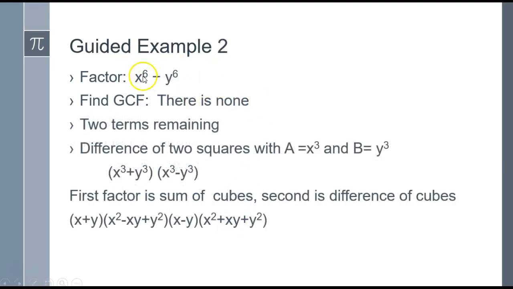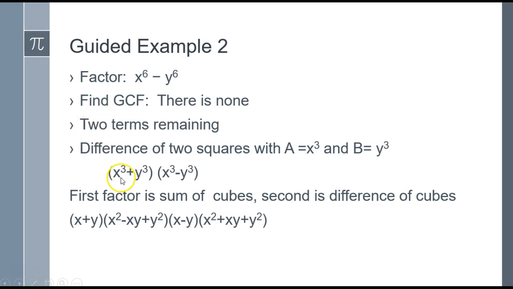Example 2. Now, we're used to seeing things squared, but remember, if you have an even power, it can be written as whatever the power is, cut in half, that whole thing squared. So x to the 6th is x cubed squared, and y to the 6th is y cubed squared. So first I look for a common factor. There is none. Now I have the two terms remaining. They're subtracted and they are perfect squares. Now they are also perfect cubes, but it turns out it's easier to factor them first as perfect squares.